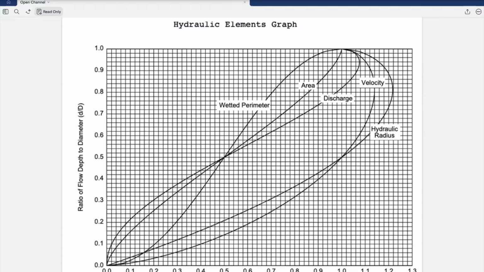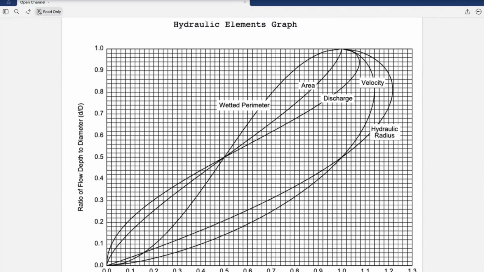Hi everyone. Today we are tackling some classical open channel flow problems that can come in your midterm or in the Fundamentals of Engineering exam as well. So before we start, I would like to introduce some of the key concepts that we are going to use in solving today's four problems.